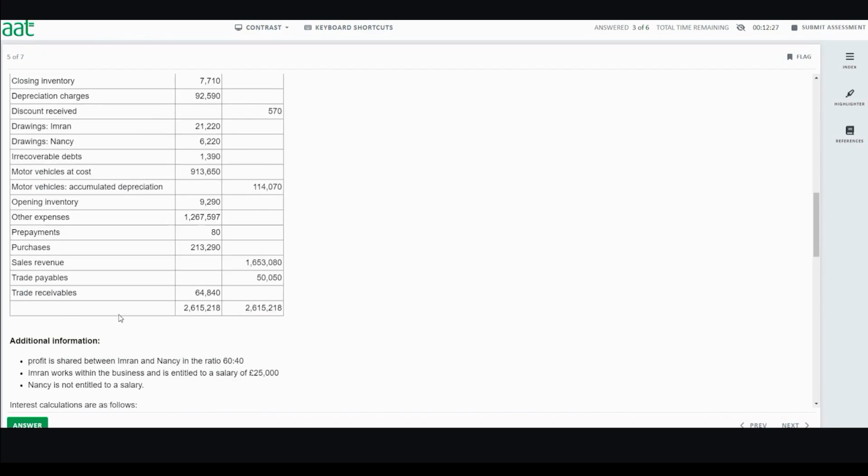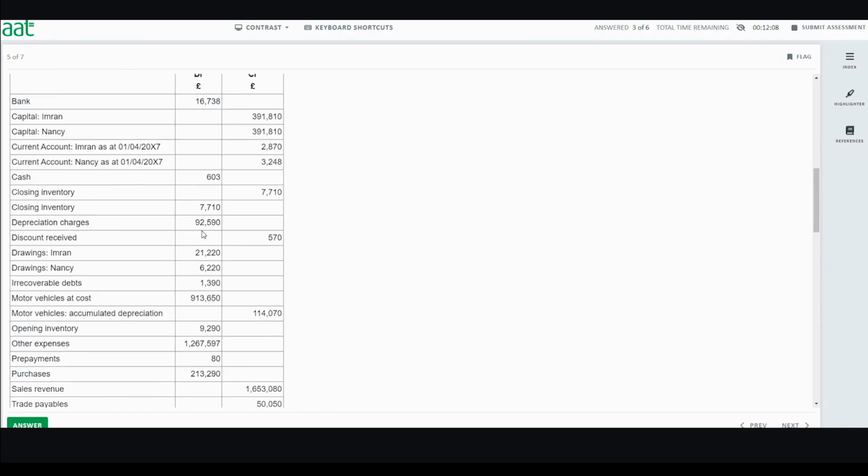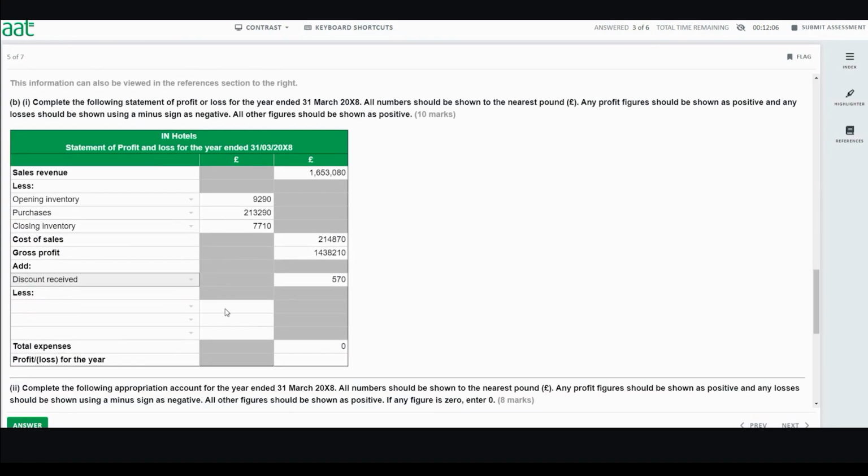Okay, so your expenditure then is, so bank is statement of financial position, capital, current accounts, cash account, closing inventory, debit, all statement of financial position. We've got depreciation charges of 92590, so we need to put that one in.